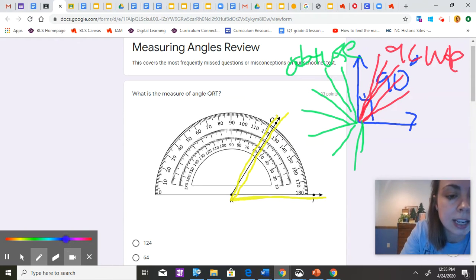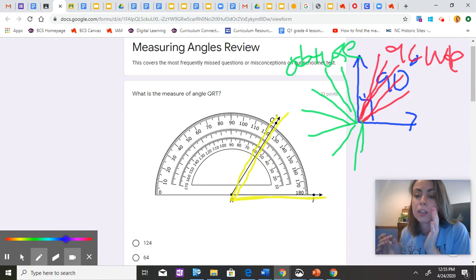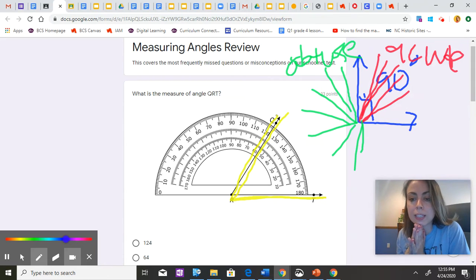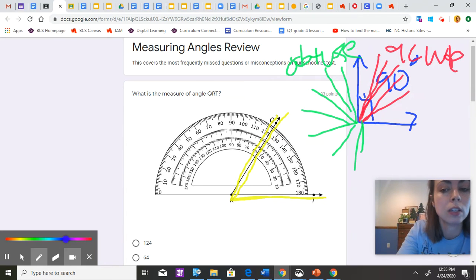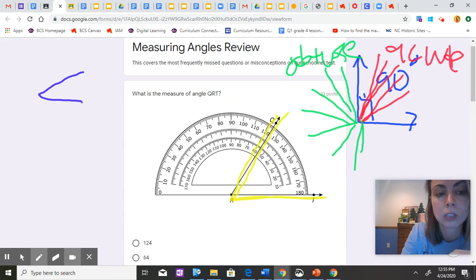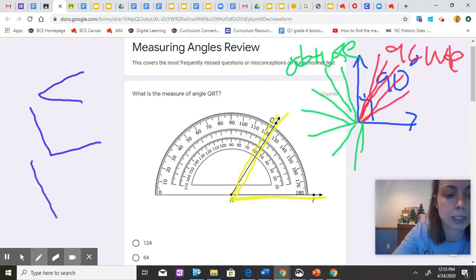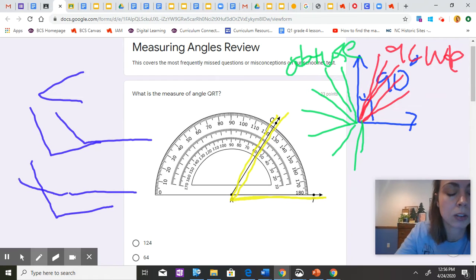Another thing is Ellie helped us see that the more open an angle is, the more degrees it has, so the more likely it is to be obtuse. So what is this angle, acute or obtuse? Good, acute. What is this angle? Obtuse. What's this angle? Obtuse. What's that angle? Obtuse. And what's that angle? That is obtuse.